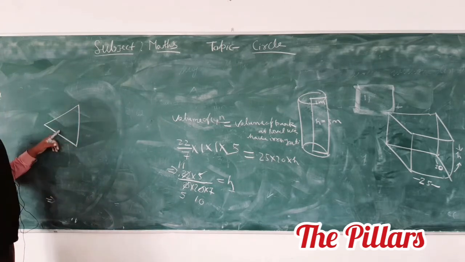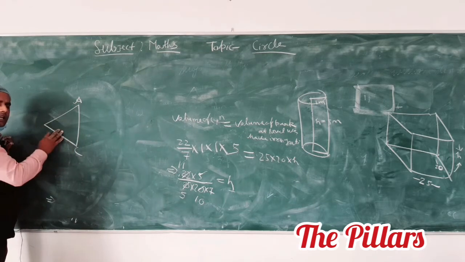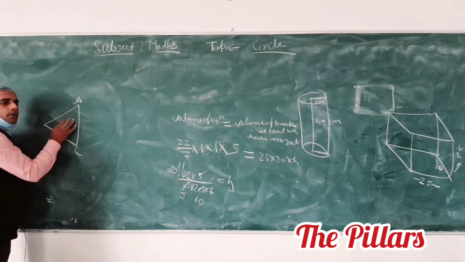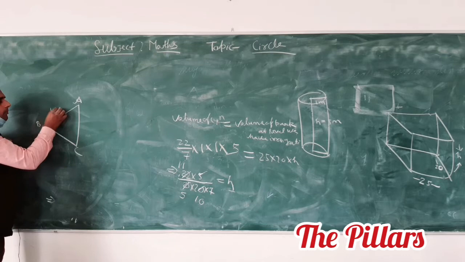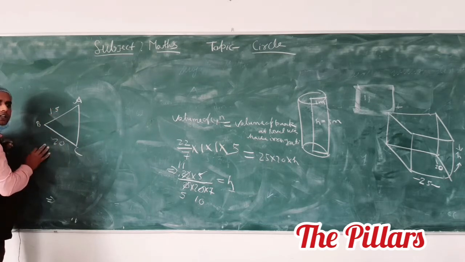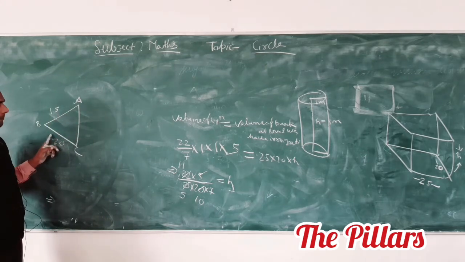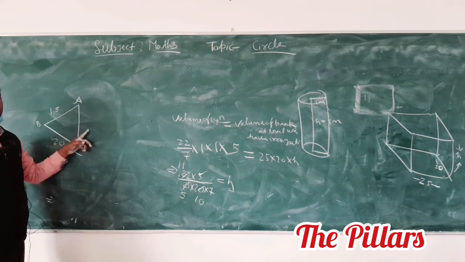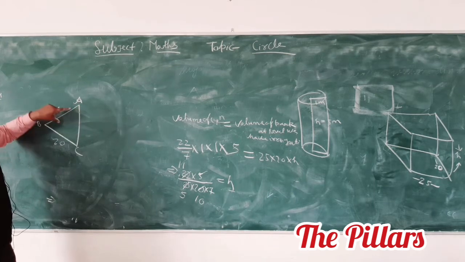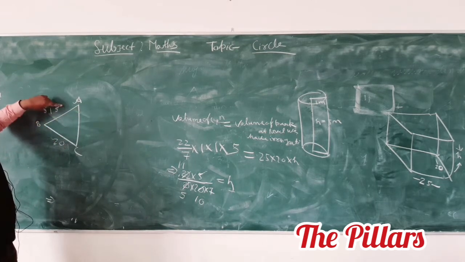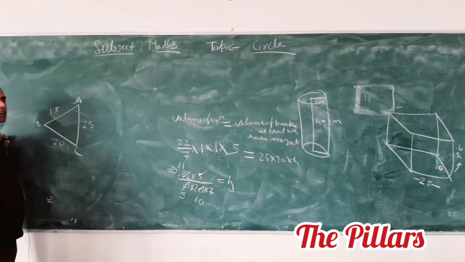This is your right angle triangle whose hypotenuse is AC. Suppose it is a right angle triangle whose two sides are given, one side 15, the second side 20. Then to find the hypotenuse, apply the Pythagoras theorem: AC square equals AB square plus BC square, which is 15 square plus 20 square, 225 plus 400. This is 625, so your hypotenuse is 25.